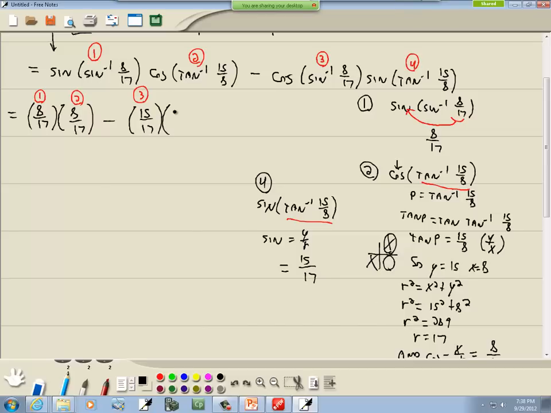So this one will be 15 over 17. Okay, so now we got those. So that gives us 64 over 289, I believe. Yeah. So 64 over 289 minus 225 over 289. 64 minus 225 gives us negative 161 over 289.